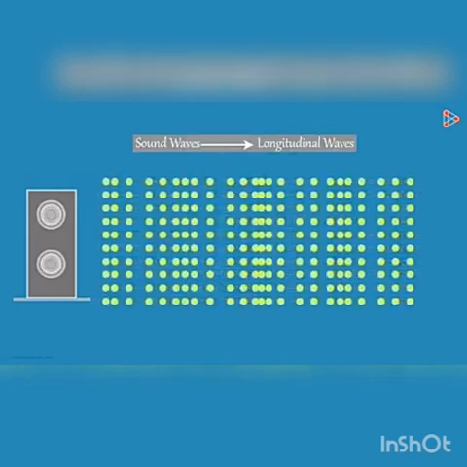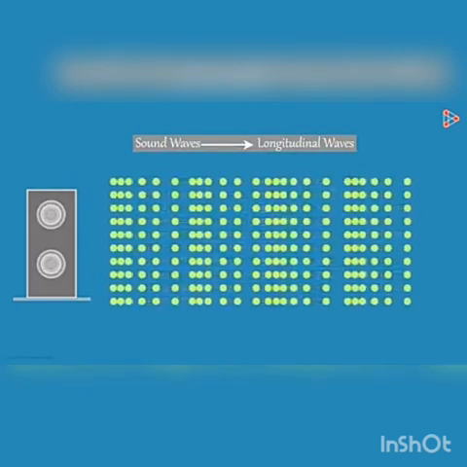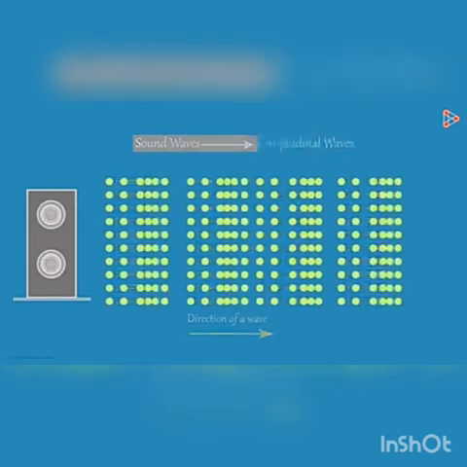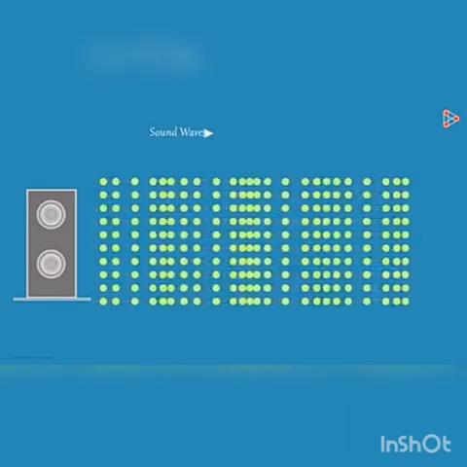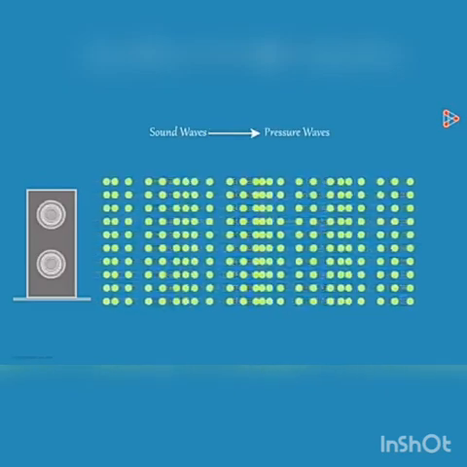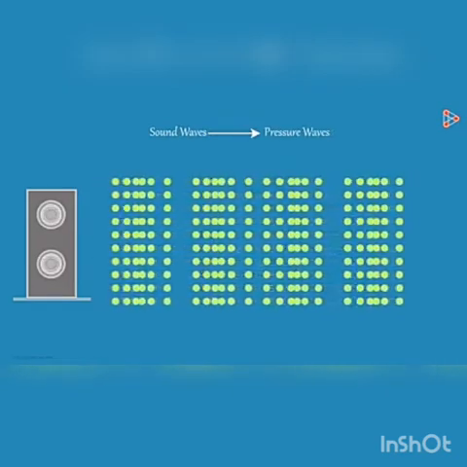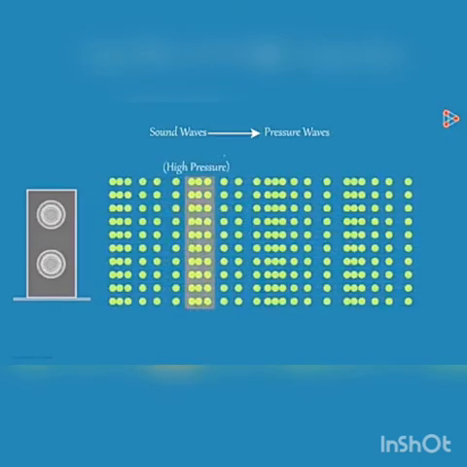We see in this example that the particles of the medium are vibrating in the direction of propagation of wave. Sound waves are also called pressure waves. Can you tell me why? It is because the sound wave consists of the repeating pattern of high pressure regions called compressions and low pressure regions called rarefactions through the medium.